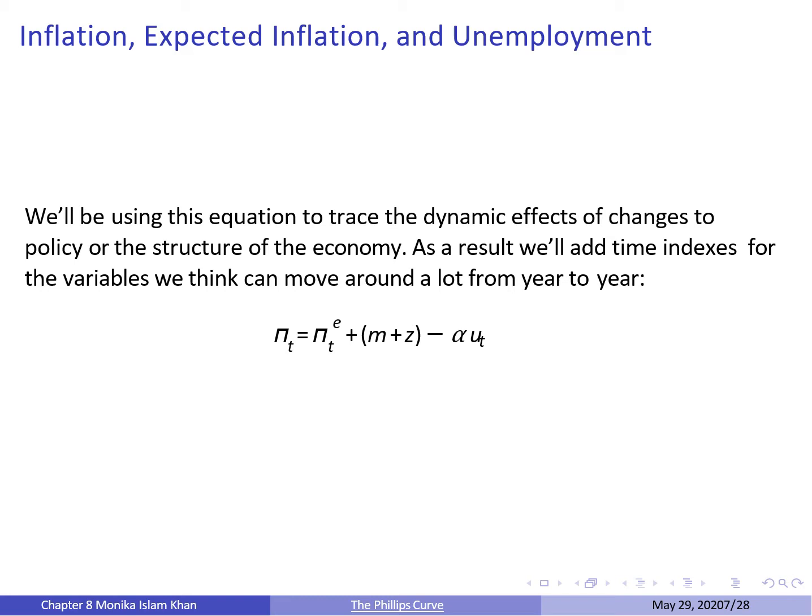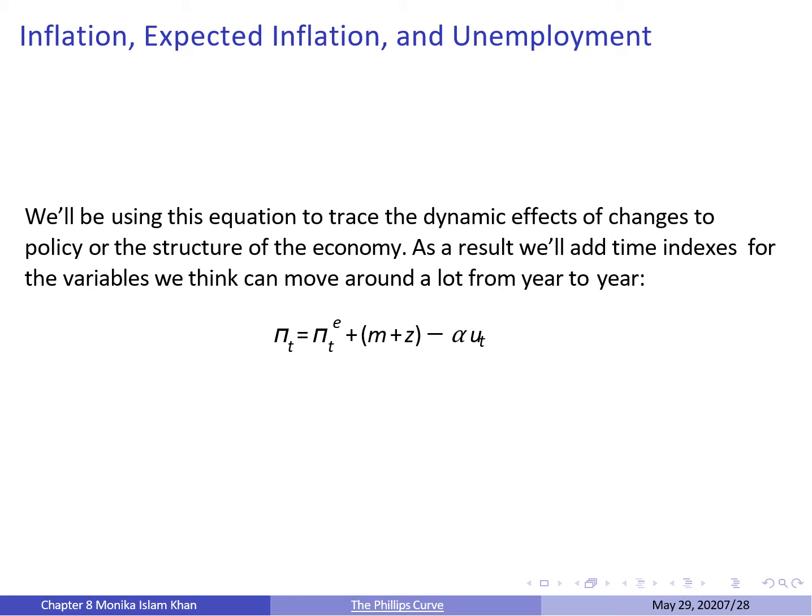In the following equation, pi t, pi t e, and u t refer to inflation, expected inflation, and unemployment rate in year t. Note that there are no time indexes on m and z. This is because although m and z may move over time, they are likely to move slowly, especially relative to movement in inflation and unemployment. Thus, for the moment, we will treat them as constant.